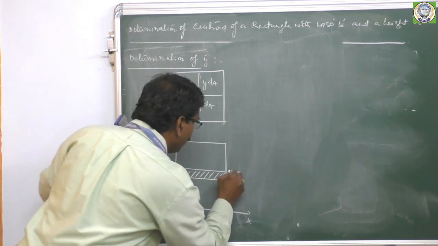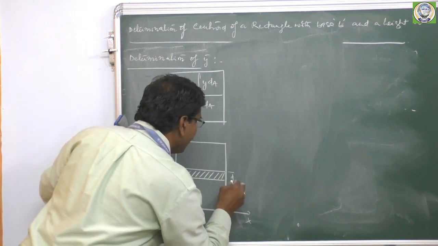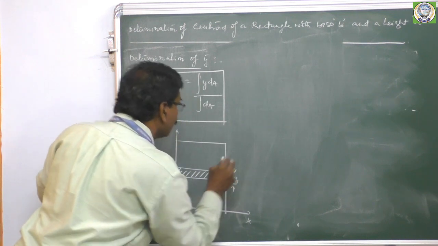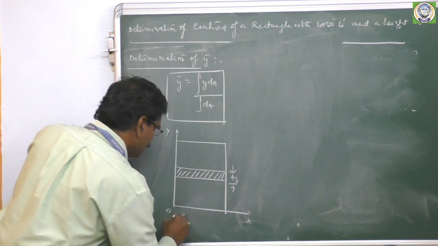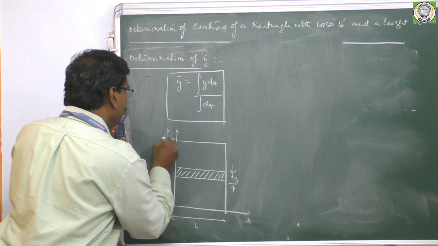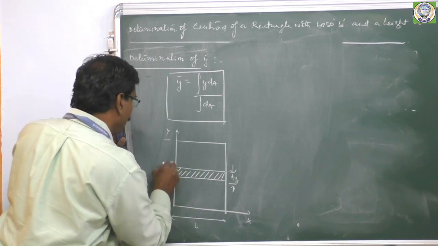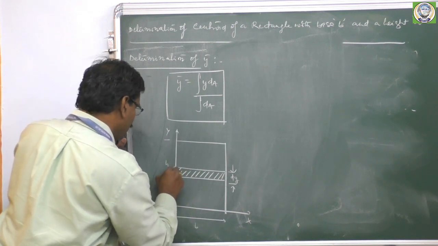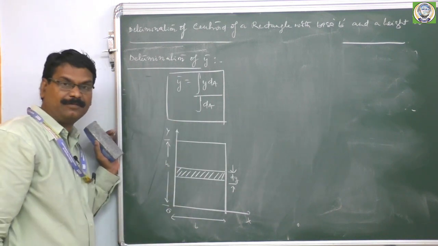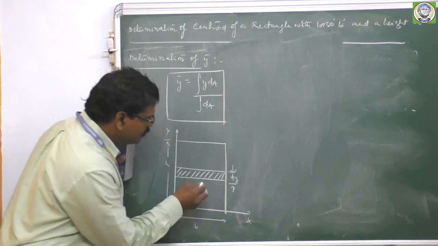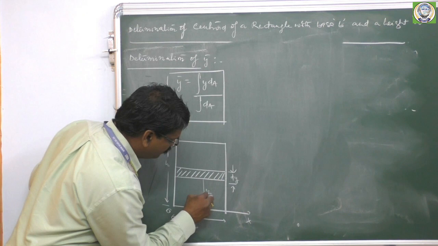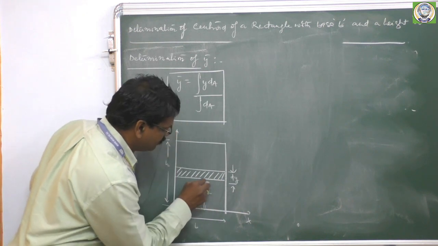Let it be denoted by dx, dy, and this distance from origin to this particular portion is called b, and the distance from origin to the y axis is denoted by h. Draw this diagram. This dy is at a distance y from x-axis.